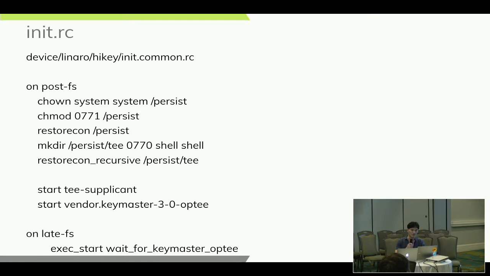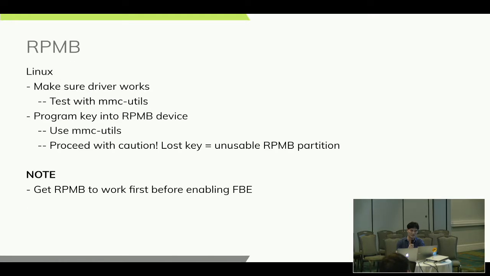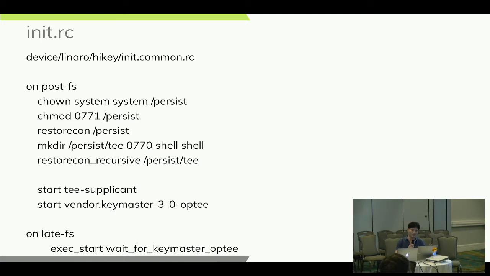This is a sample init RC file on the HiKey. You see here on post-FS, we're starting the T supplicant and the OptiKeymaster services, and then on late-FS, we're starting the wait-for-Keymaster service. You see the chown system persist. All this is what is meant by preparing. Remember earlier where we saw that Vol has to prepare data/vendor. So this is just preparing /persist with the proper file permissions and proper SELinux context to enable access by whatever service needs to access it.